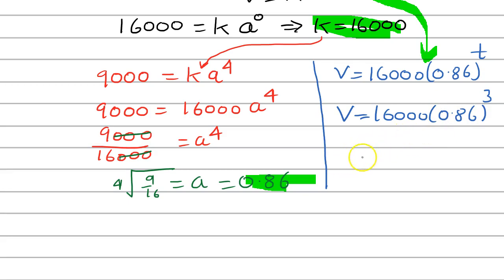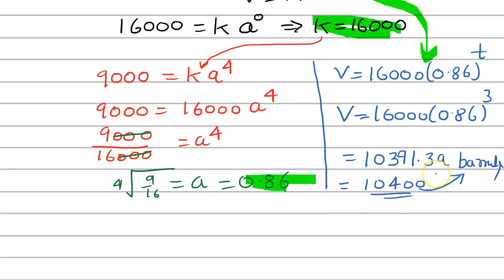Let's put this value in a calculator. 16,000 times 0.86 to the power 3, then it comes 10,391.39 barrels. Yeah, so it will be barrels. If you want to round it off, then you can write down 10,400. This is the way you can write it down. So this many barrels, right?